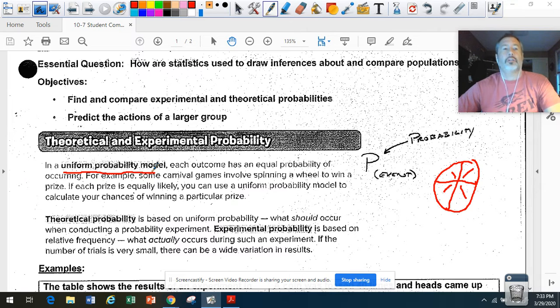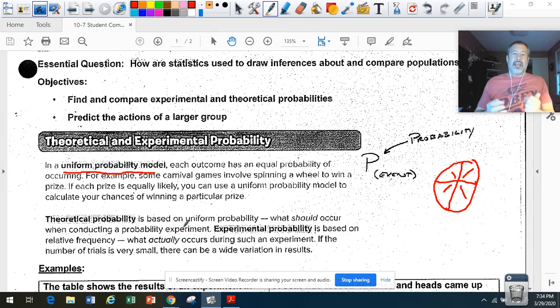Now let's talk about the two basic types of probability. We have theoretical and experimental. So let's just go with the theoretical. Let's see what that means there. Now, in theory, we expect something to occur. So what we mean here, theoretical probability is based on uniform probability. What should occur when conducting a probability experiment?